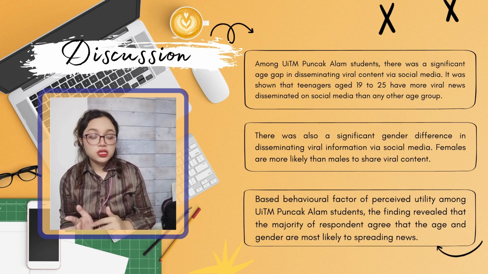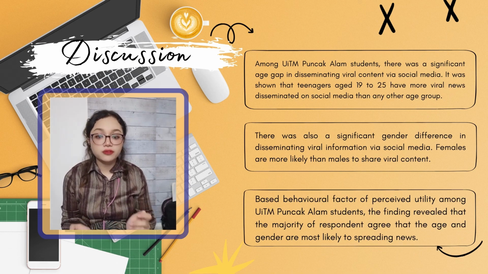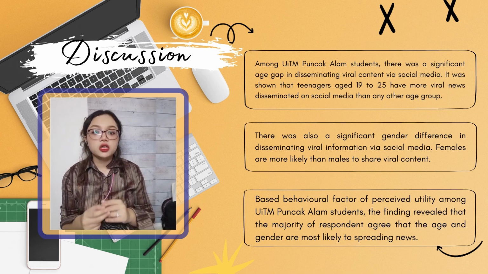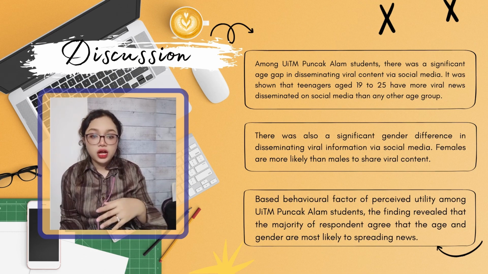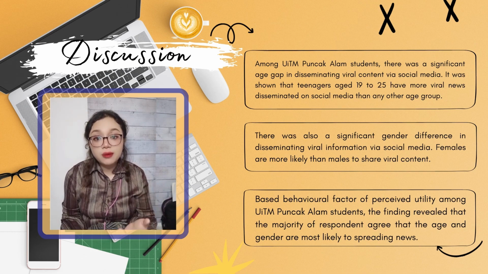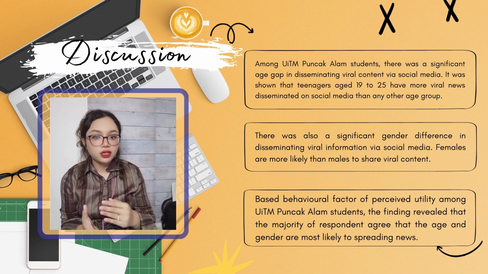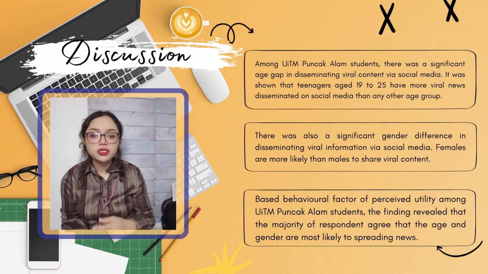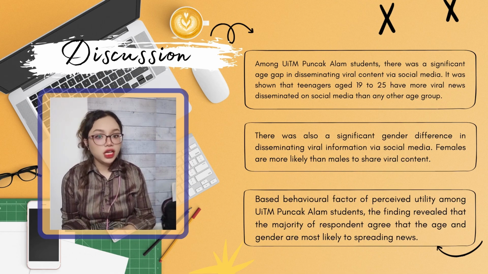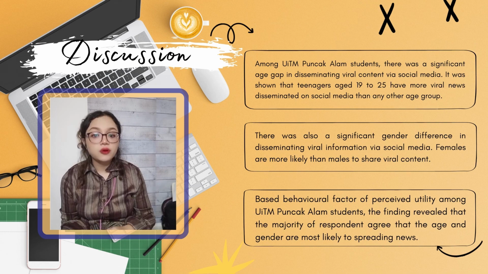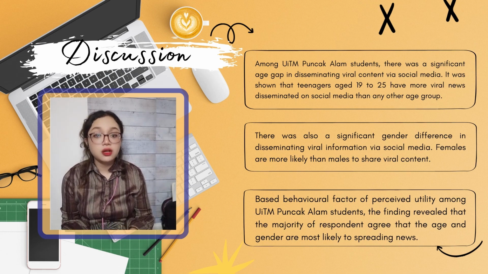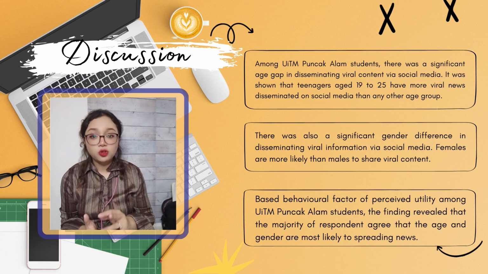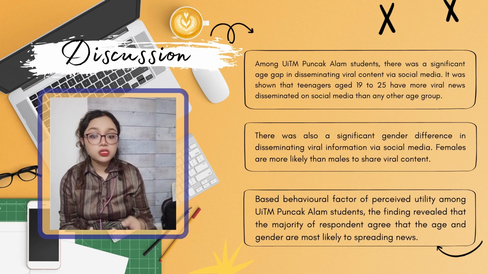There was also a significant gender difference in disseminating viral information via social media. Females are more likely to share the viral content more than males. Based on the behavioral factor of perceived utility among UiTM Puncak Alam students, the finding revealed that the majority of respondents agree that age and gender are most likely to affect spreading the news. The number of respondents who disagree is also different, where more people disagree on the matter of pleasure. It resulted that more people tend to pass the news for fun.